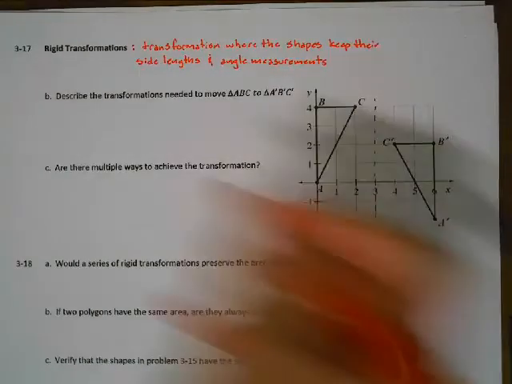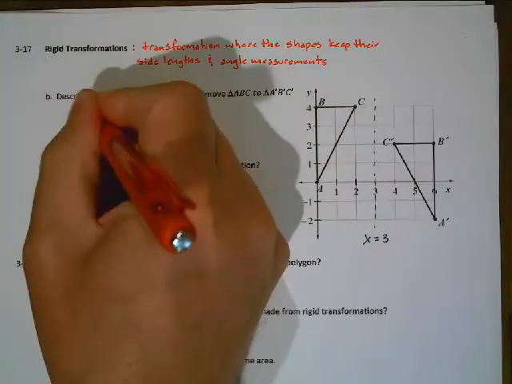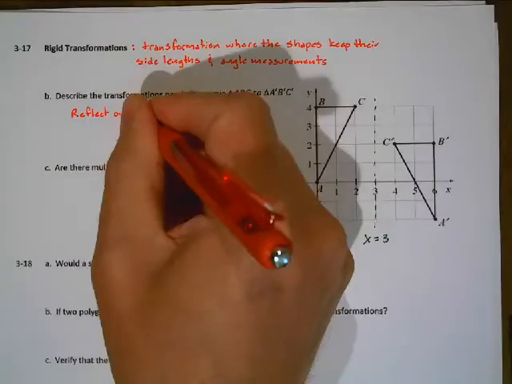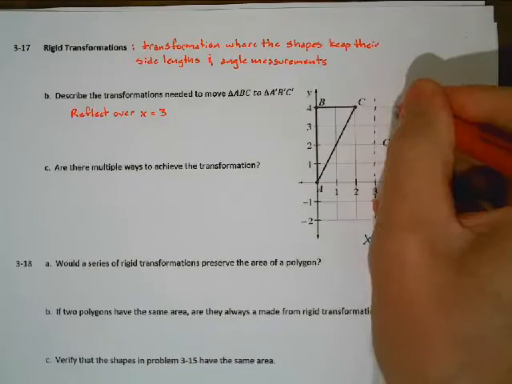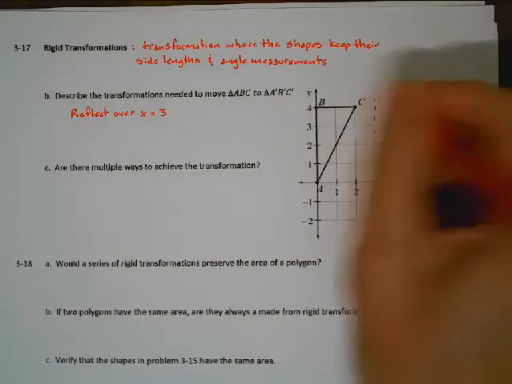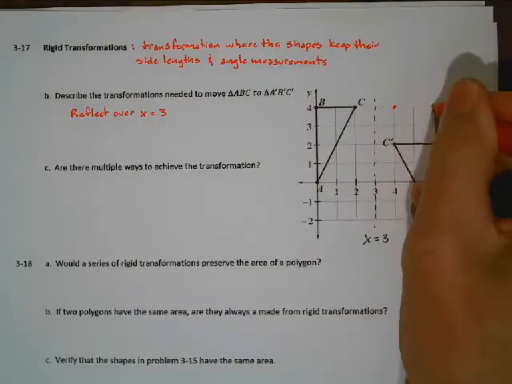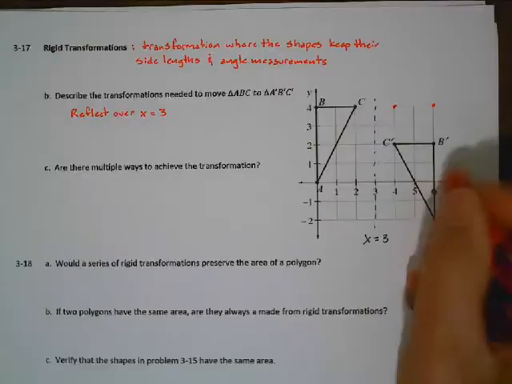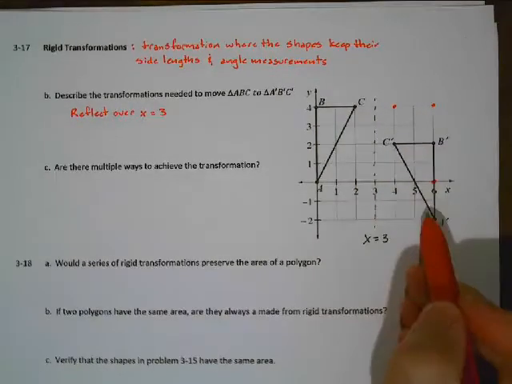Okay, so I'm going to start by reflecting over x equals 3. Now when I do that, C would show up here. B is 1, 2, 3 away, so it's going to go 1, 2, 3 away here. And A would go 1, 2, 3 away, so 1, 2, 3 away. So here's my new shape, but it's not on top of the other shape. So I would need to do something else.